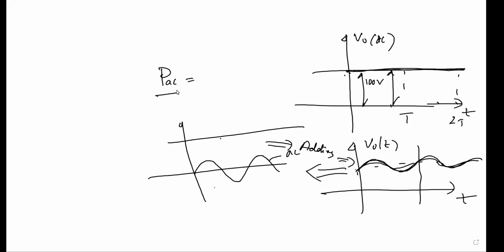Then the output AC power will be V0 RMS and IO RMS. We'll come back to all these things later. There will be some other factors we shall define in the subsequent stage. Okay.